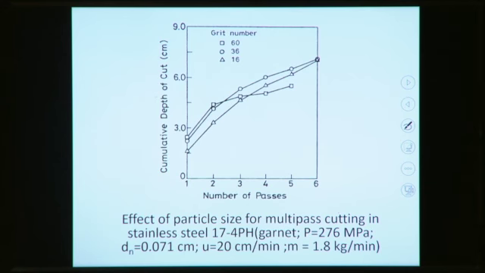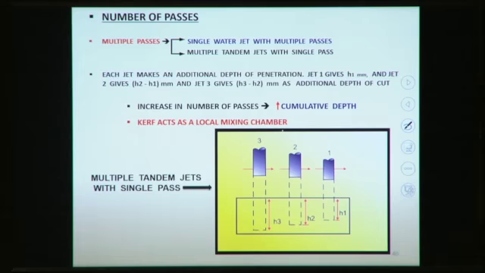Okay. So if we increase the number of passes, you can see the cumulative depth of cut increases, because at the second pass, whatever machining cavity was generated behaves as a local mixing chamber. Then the third time, when you are using the third pass, the machining cavity generated in the second pass acts as a mixing chamber. That's why, with the increase in the number of passes, the cumulative depth of cut also increases.